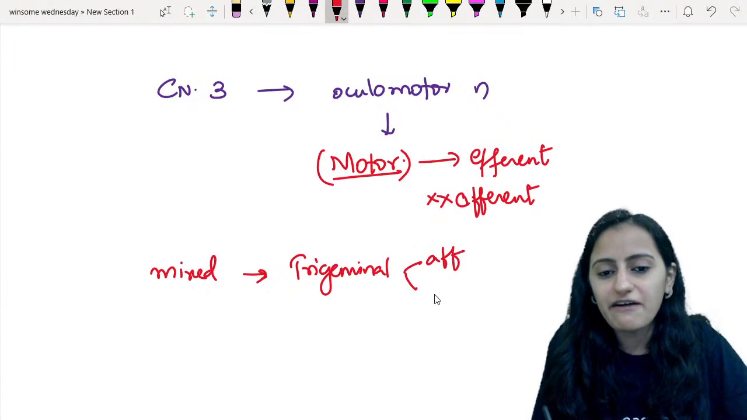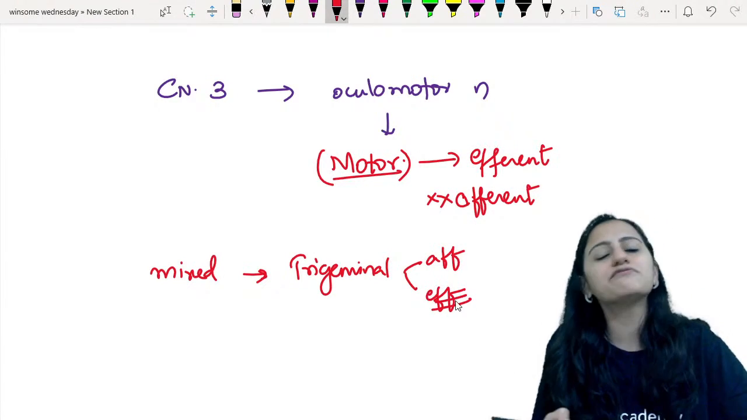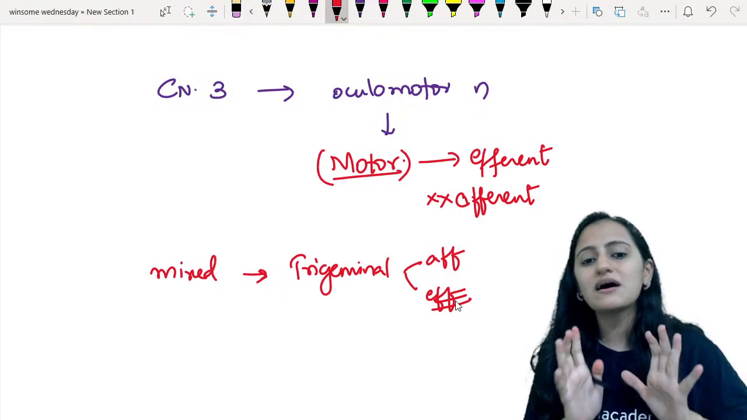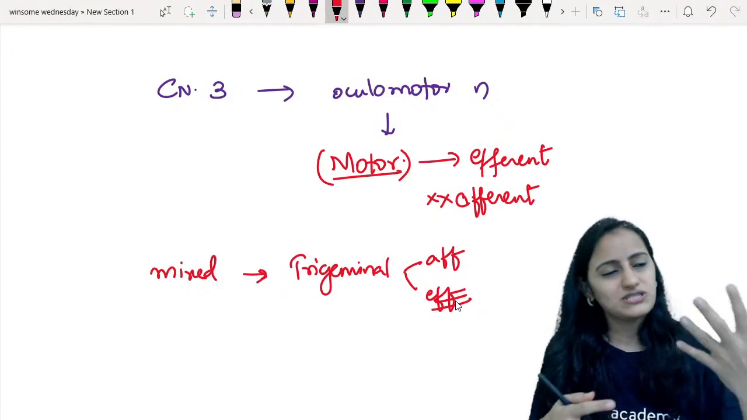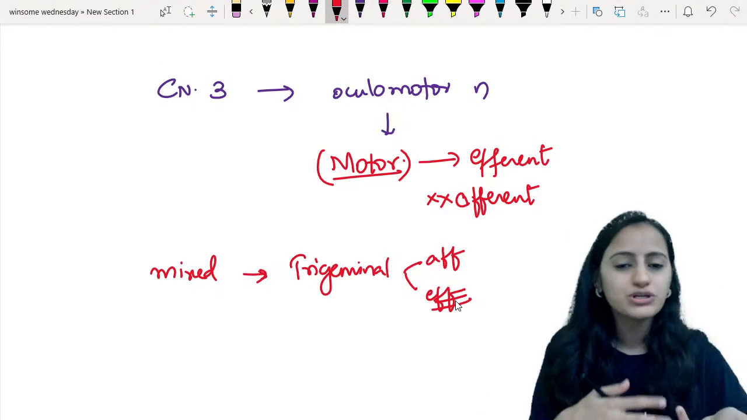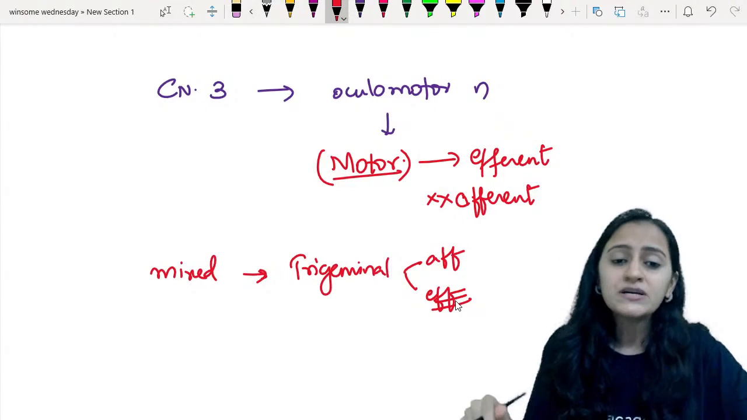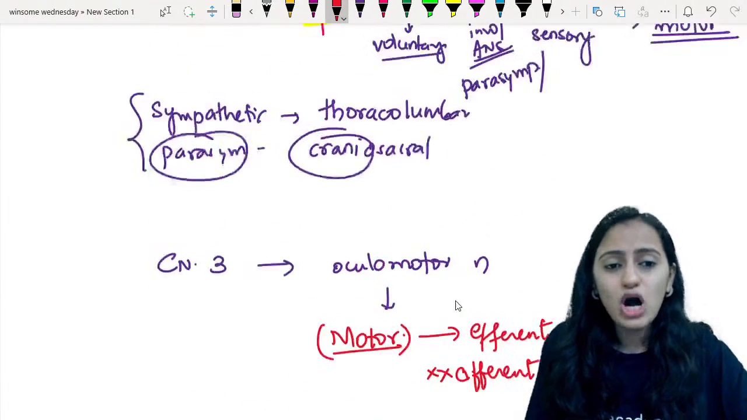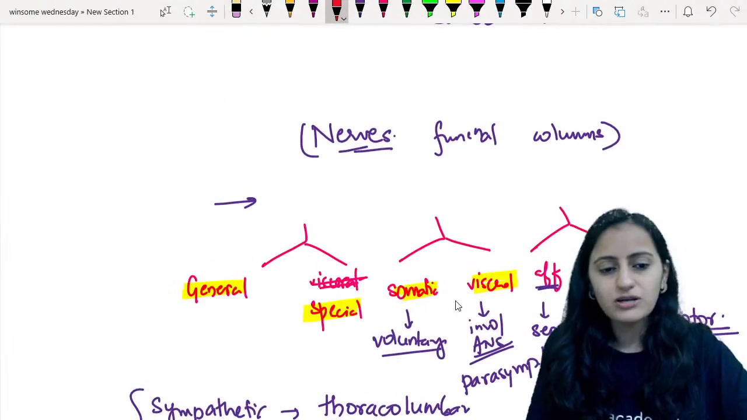So it will have afferent, and it will have efferent as well. So this is the number one basic point to understand. The ones that are sensory will be afferent, the ones that are motor will be efferent, right? Now coming to what columns do you have?